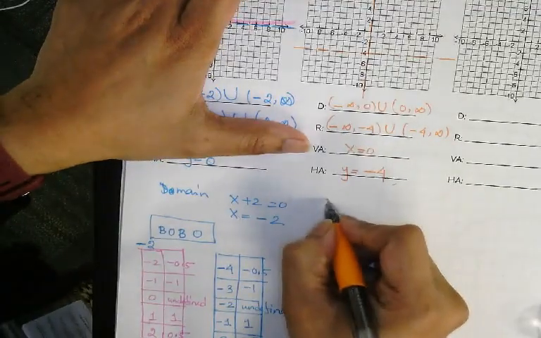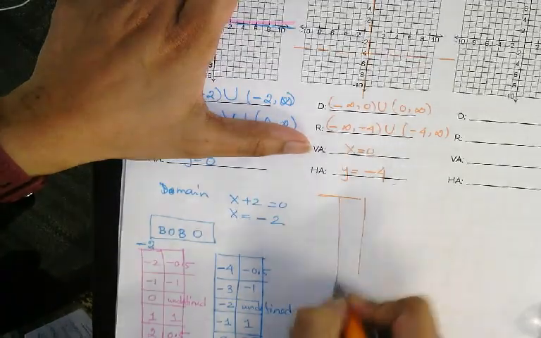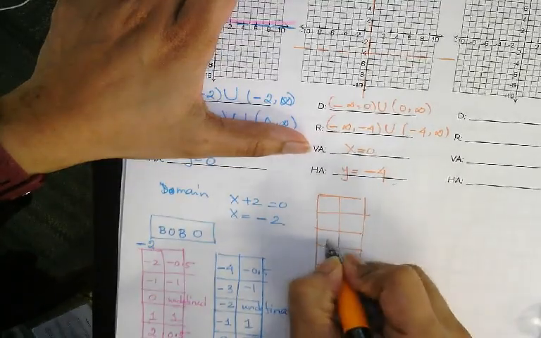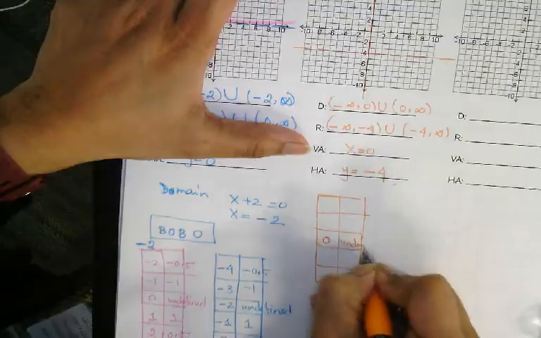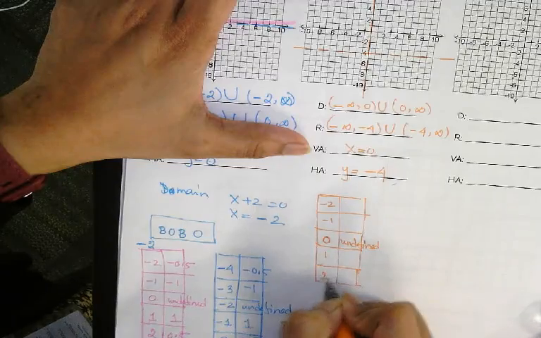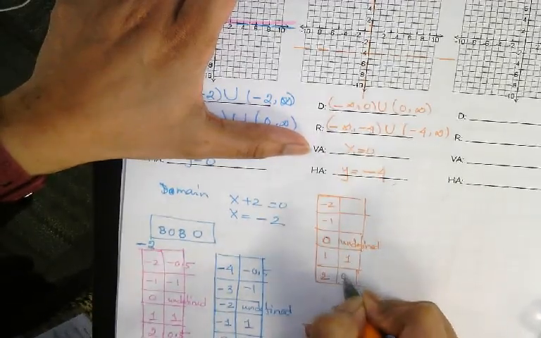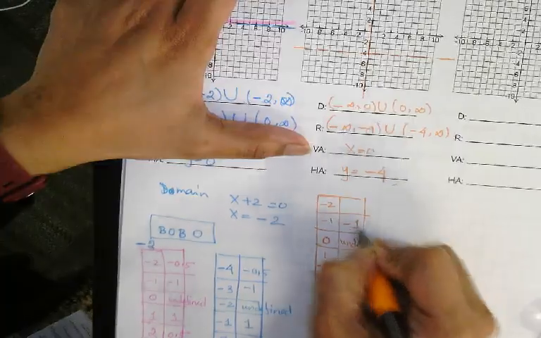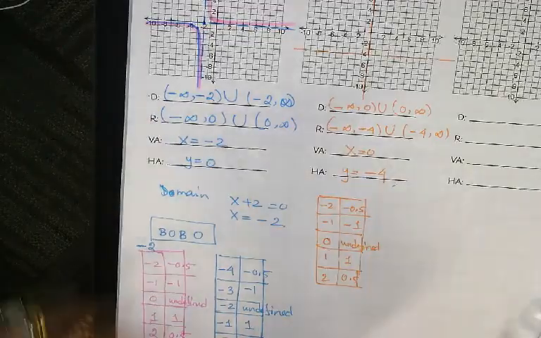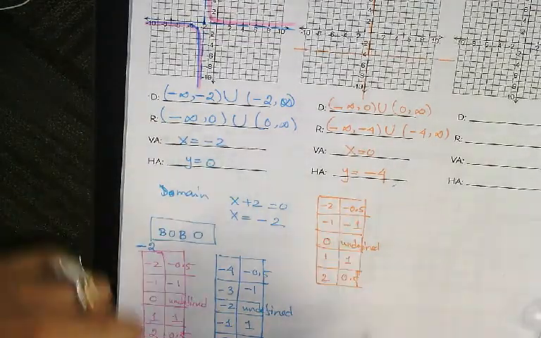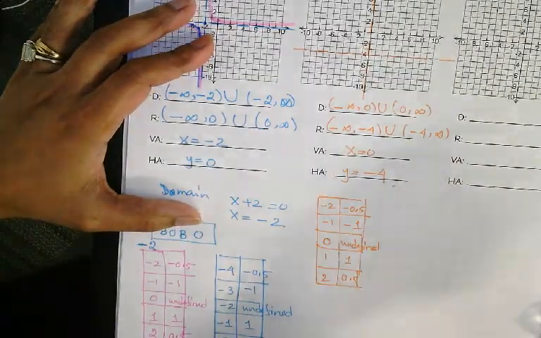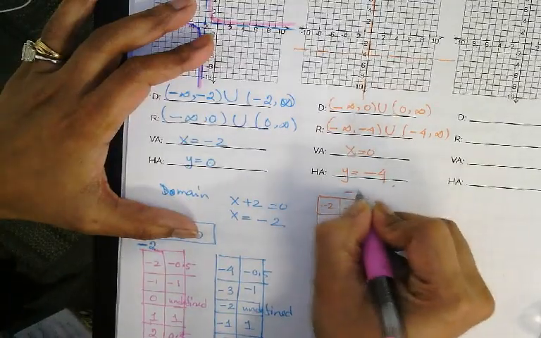So here, I'm just going to take the table one more time. So 0 undefined. And we have negative 1, negative 2, positive 1, positive 2. This is 1, 0.5, negative 1, negative 0.5. We have the transformation of going down 4 units. What should I do with it if I'm putting it in the table? What do I do? Minus 4 with the x or y? Y. So negative 4 with the y values.